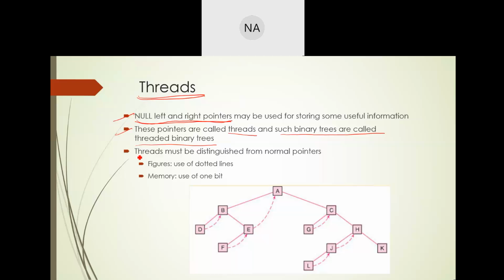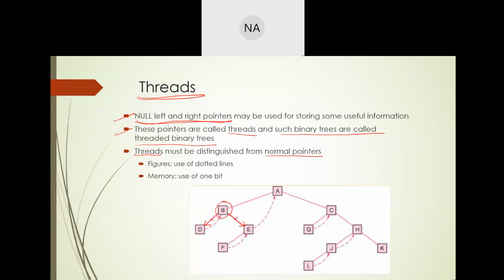Threads are pointers, but they are different from the normal pointers. Normal pointers in the binary tree mean the left pointer and the right pointer. For example, here the node B's left pointer points to its left child, node D, and the right pointer points to its right child, node E. These are regular pointers in the binary tree. Threads are special pointers, so they must be distinguished from the regular left and right pointers.